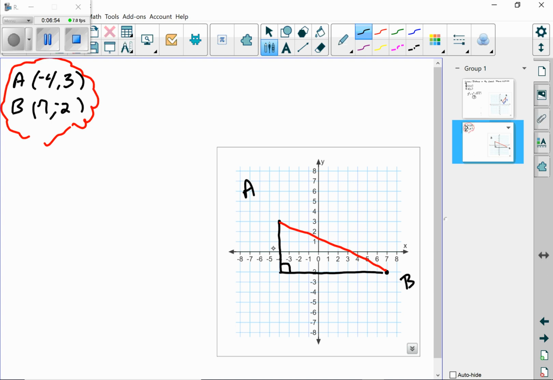So 1, 2, 3, 4, 5. The short leg is 5 blocks long. 1, 2, 3, 4, 5, 6, 7, 8, 9, 10, 11. So the long leg is 11 blocks long. You're just counting blocks. We're trying to find the number of units long that the line AB is. How far is it from A to B?